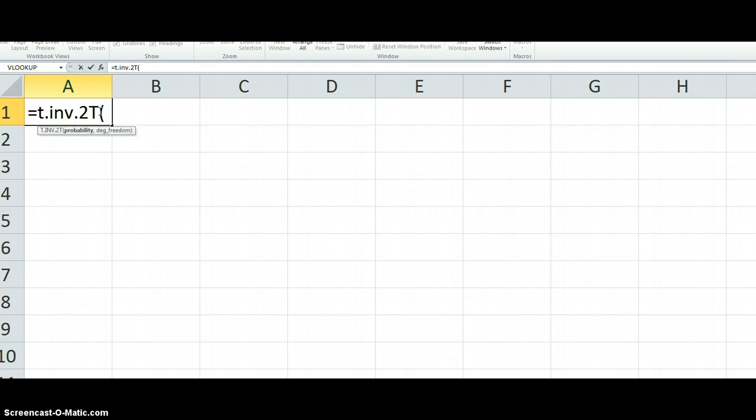So as soon as I hit my parentheses, it tells me to give the probability. Well, this is just the probability of how much error I'm willing to take. So by putting 0.05, I'm saying I'm willing to make a 5% chance of being wrong. Now, why wouldn't I want to be less? Why wouldn't I want a 1% chance, 0.01?